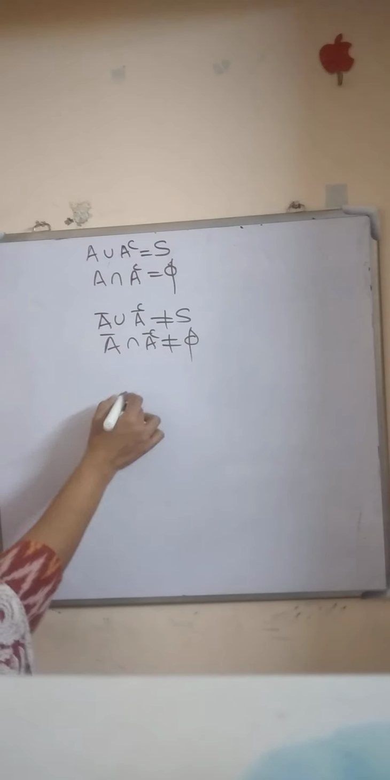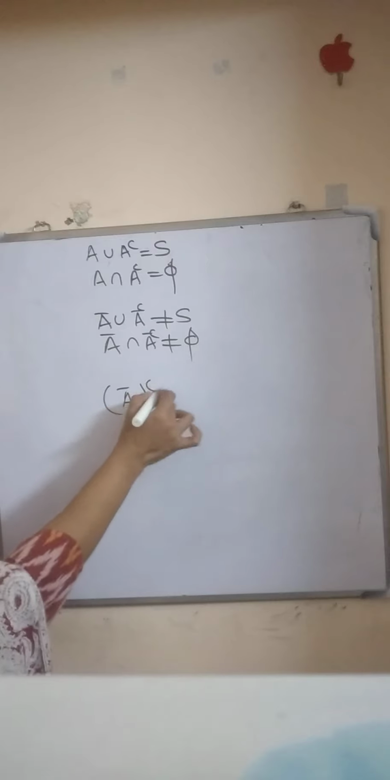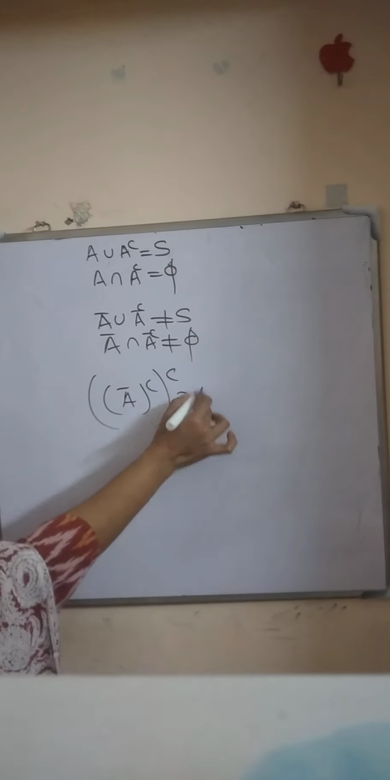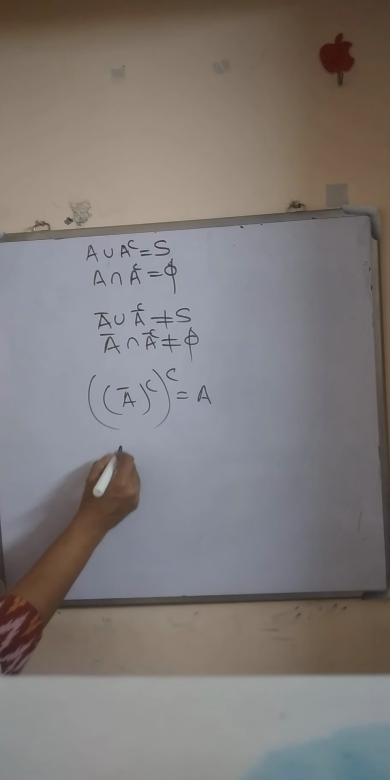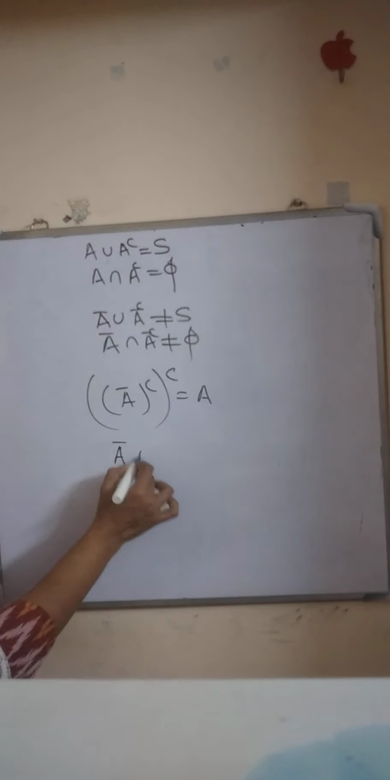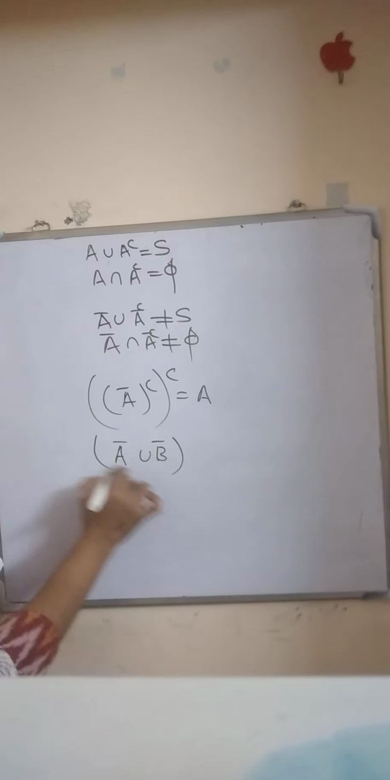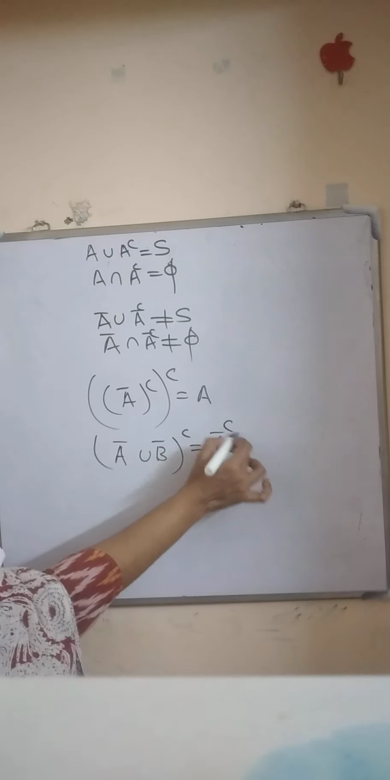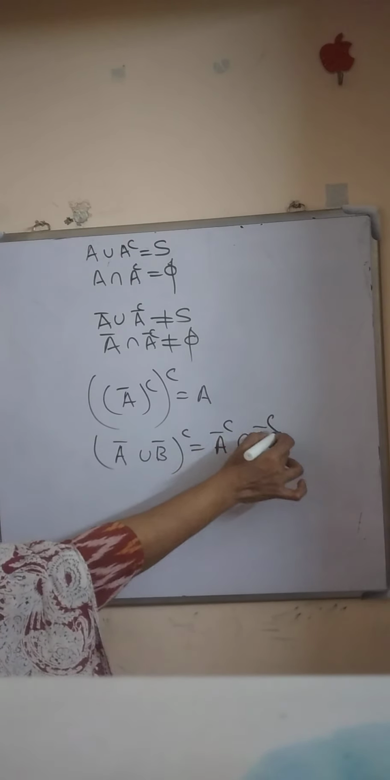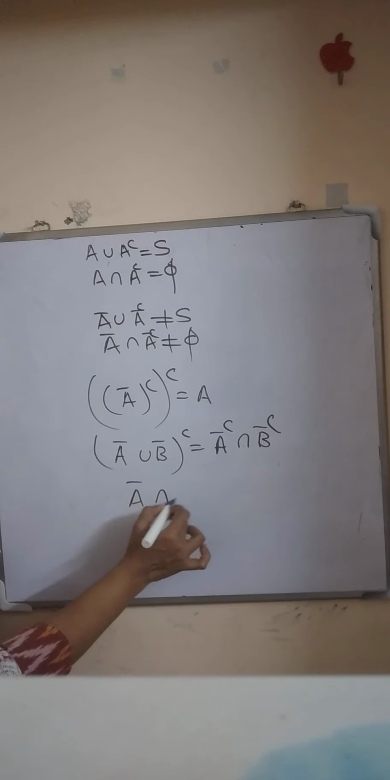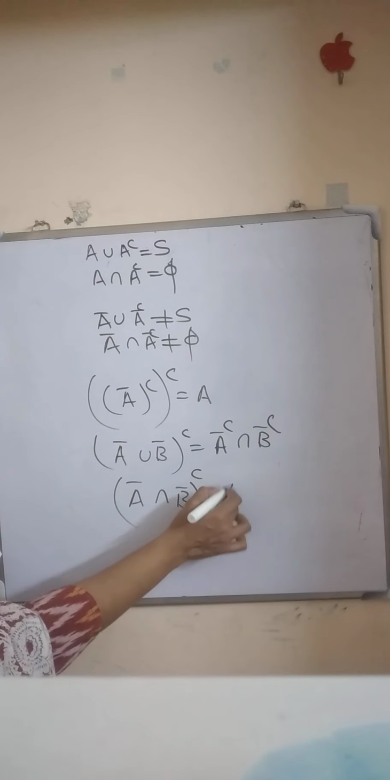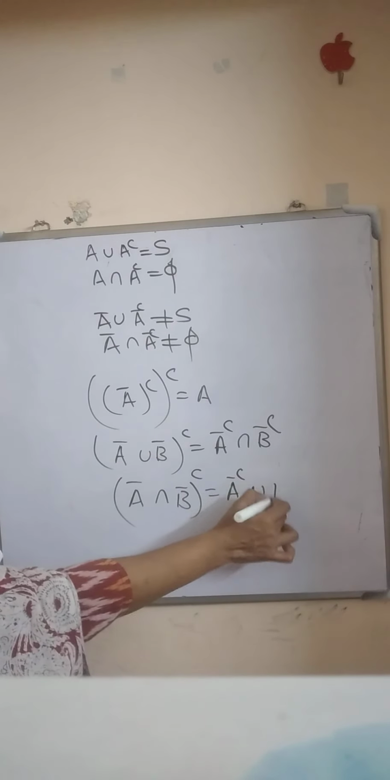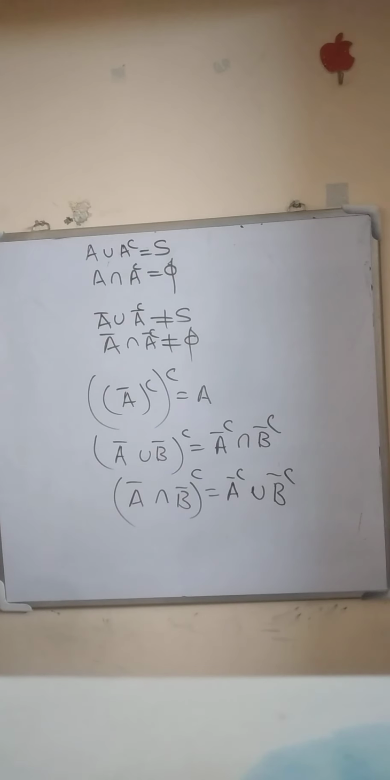Some properties of complements of fuzzy set. One is A bar complement whole complement, that is A bar. So here it is same as the crisp set. Also De Morgan's law holds for the fuzzy set. A bar union B bar whole complement equals A bar complement intersection B bar complement. Also A bar intersection B bar whole complement equals A bar complement union B bar complement.